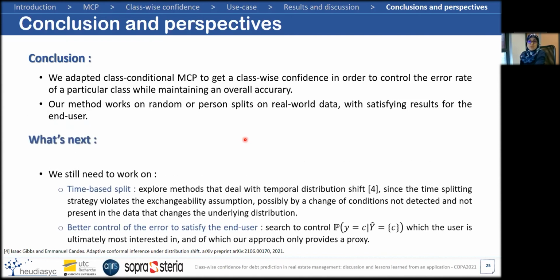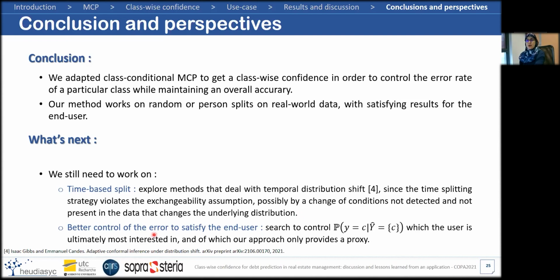But what's next is that we still need to work on two main problems. The first one is to investigate why the time-based split doesn't work. We think it is related to the exchangeability assumption being violated here, and how it can possibly change the underlying distribution of our data sets. So we are thinking about using some temporal distribution shift methods.